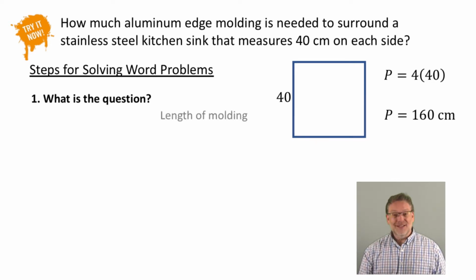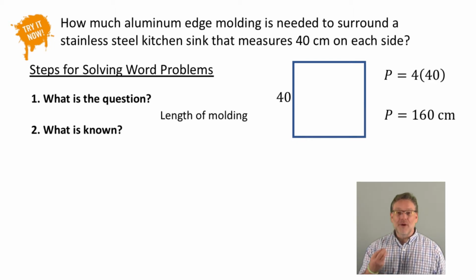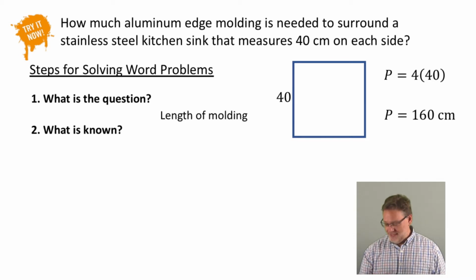In this case, it's the length of molding that's going around a square stainless steel kitchen sink. The second thing is what's known. You can actually label that picture with the things that are known, just like we did here. We labeled one side of the square. We knew that it was a square, so we only needed to label one side as being 40 centimeters in length.